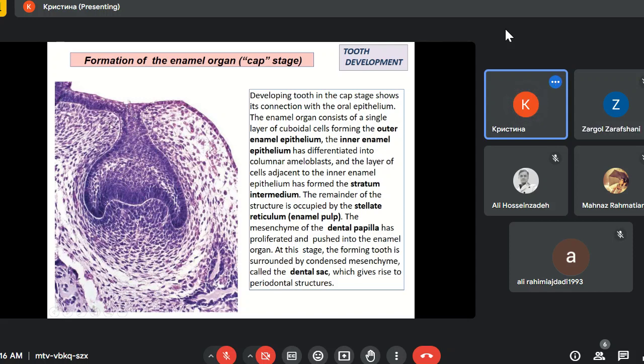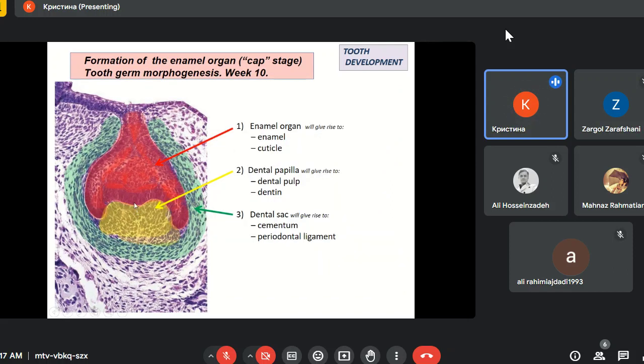The tissue that surrounds enamel organ is mesenchyme. It is condensed mesenchyme because here the cells of mesenchyme are very close to each other, and this mesenchyme will form the so-called dental sac. It is here, it surrounds enamel organ, and this will be called dental papilla, the mesenchyme which pushes into the enamel organ from below.